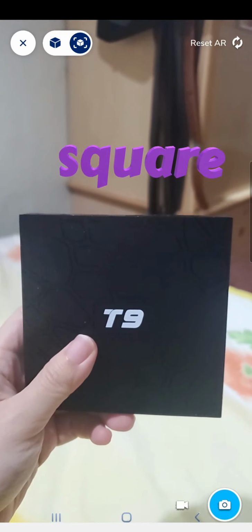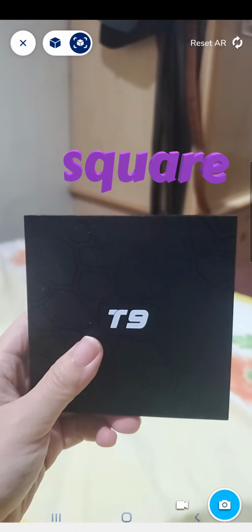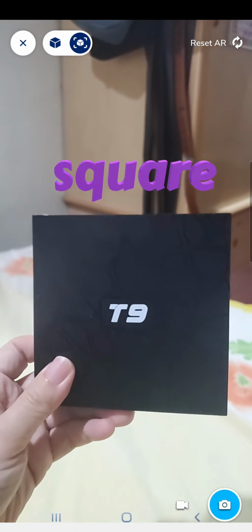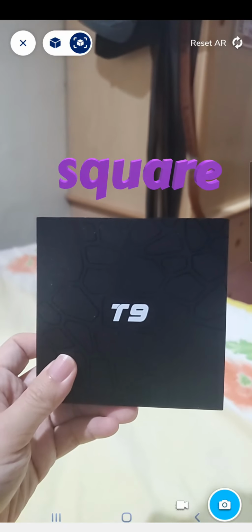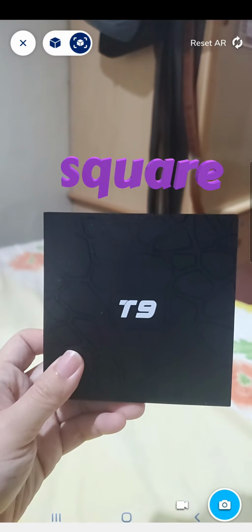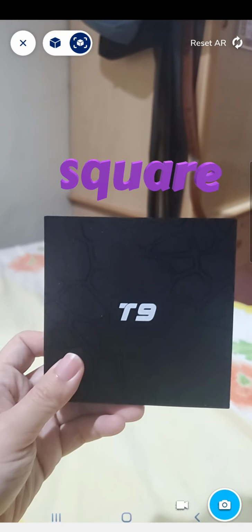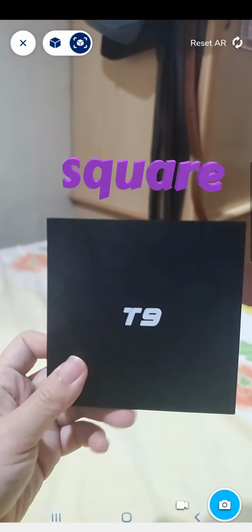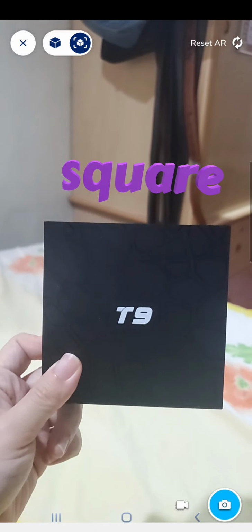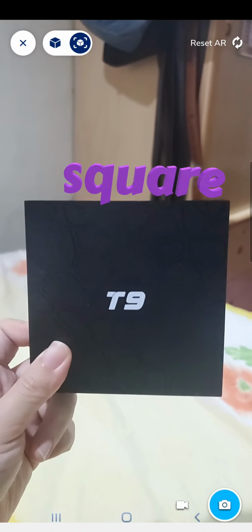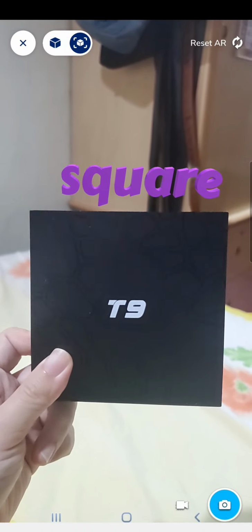We are going to learn about square. So this shape, we call it square. S-Q-U-A-R-E. Square. So repeat after teacher. Square. So what is the color of this shape? Correct. It is in black. It is a black square.